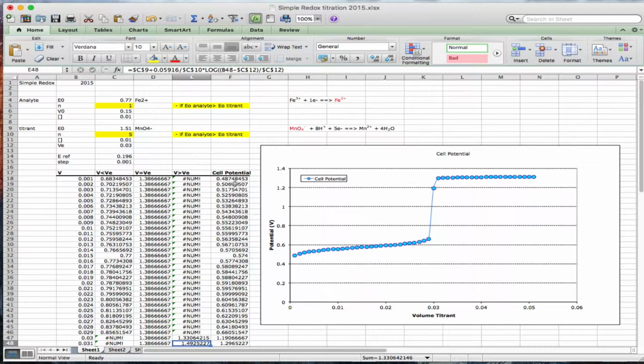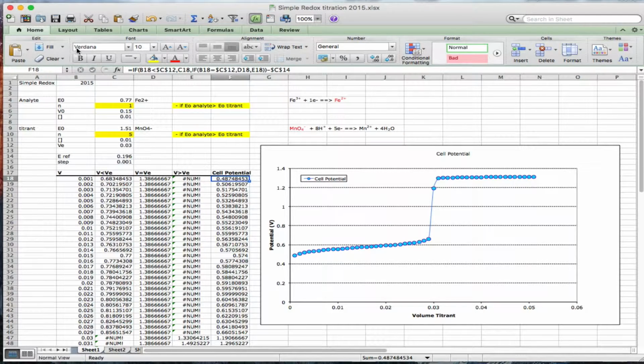So in our final column, we use a lookup table or a Boolean statement. If B18 is less than C12, then use the first column. Else, if B18 equals C12, then you're at equivalence, then D18, use the second column. Else, use the third column minus C14, which is the standard reduction potential. And here we go. We get a nice titration curve, redox titration curve. In this case, the titration of iron 2+ with permanganate.